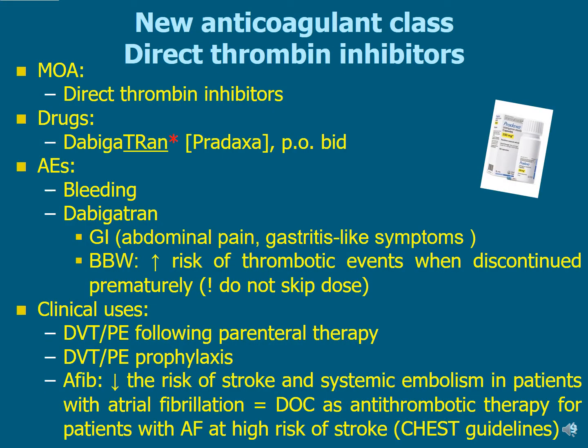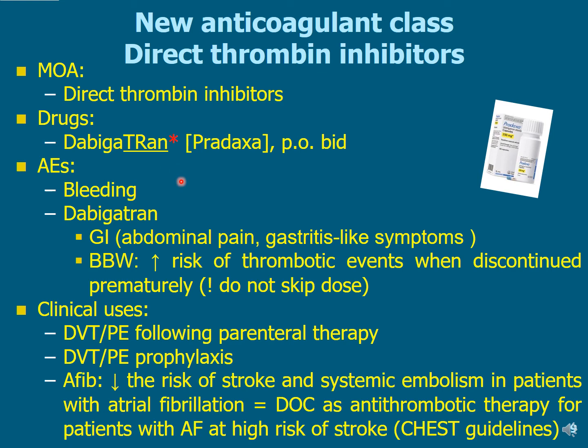Now, another class of oral anticoagulants that is new are the direct thrombin inhibitors, and we saw one in the parenteral medications, and here you see dabigatran. Again, I put the TR in uppercase for you to pay attention. It's because it's a direct thrombin inhibitor, as opposed to the previous class, which was the factor 10 inhibitors that have an X, so dabigatran.